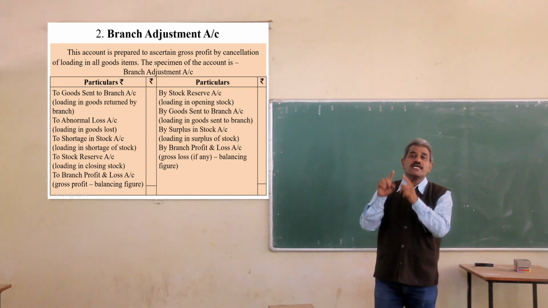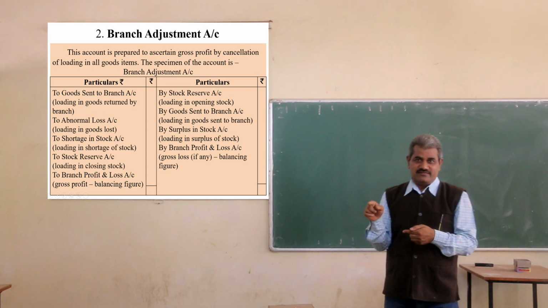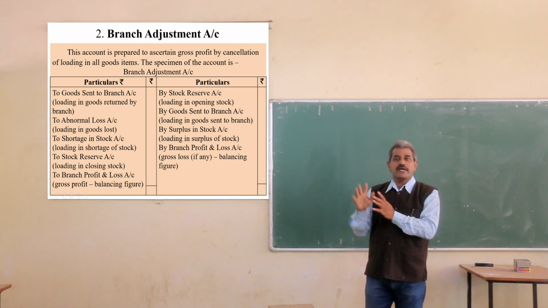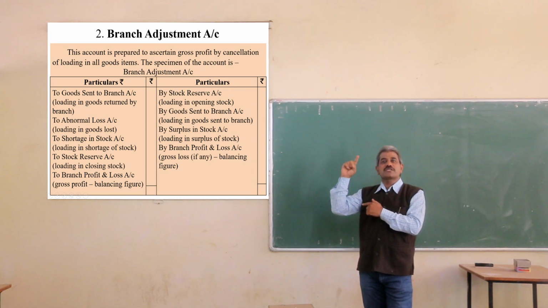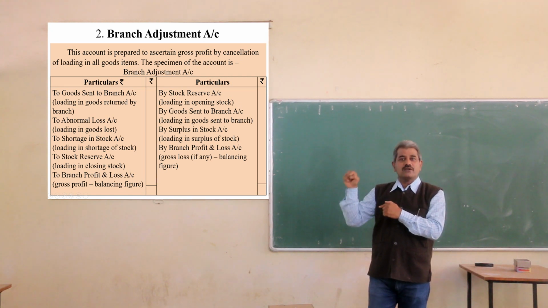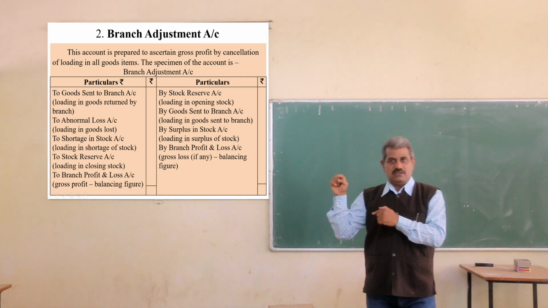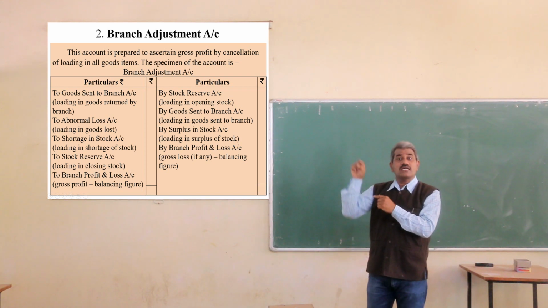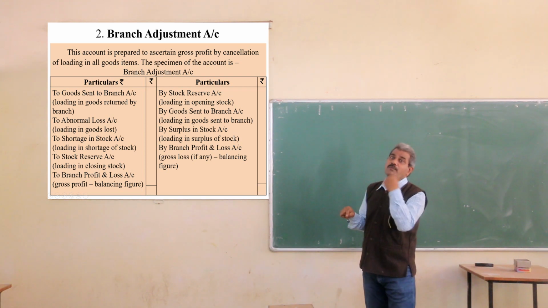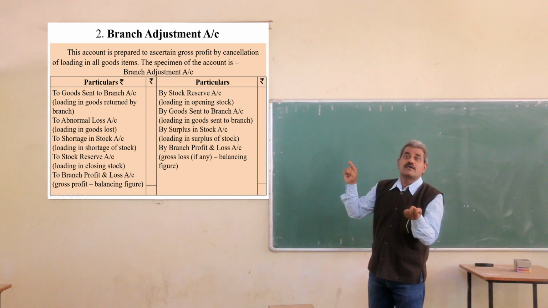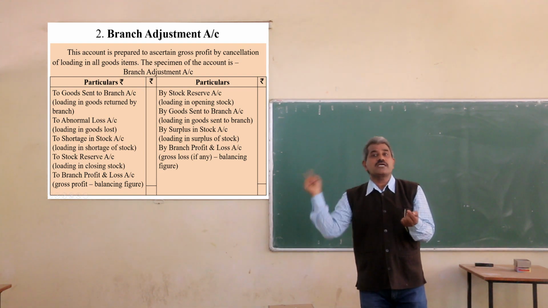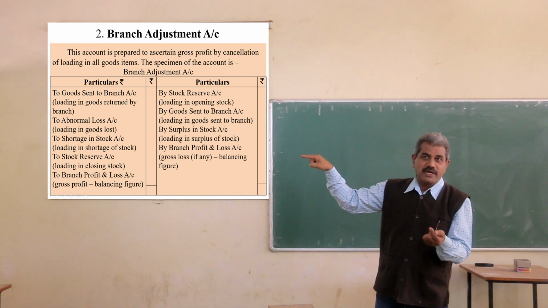And those items that you have recorded to the credit side, that is goods returned, then closing stock, abnormal loss, all these items. To cancel the loading on all these items, you have to give opposite effect, it means debit effect to the branch adjustment account. So to cancel the loading in goods returned, you have to debit the branch adjustment account.